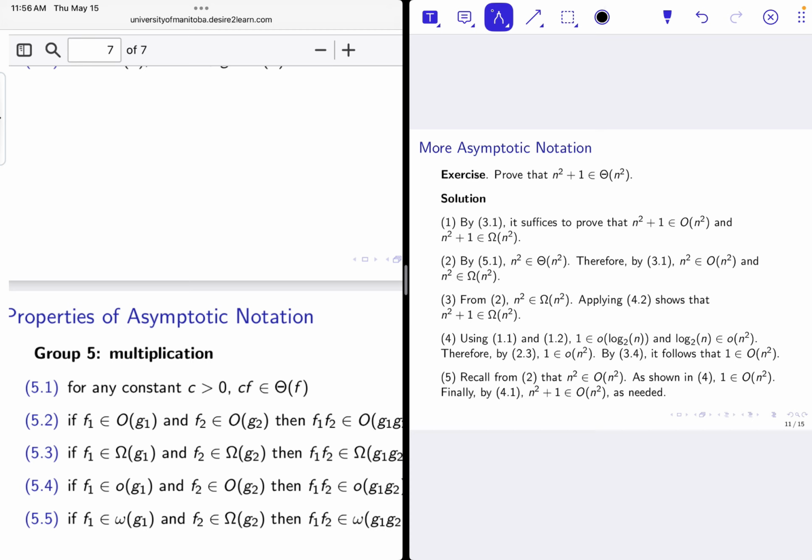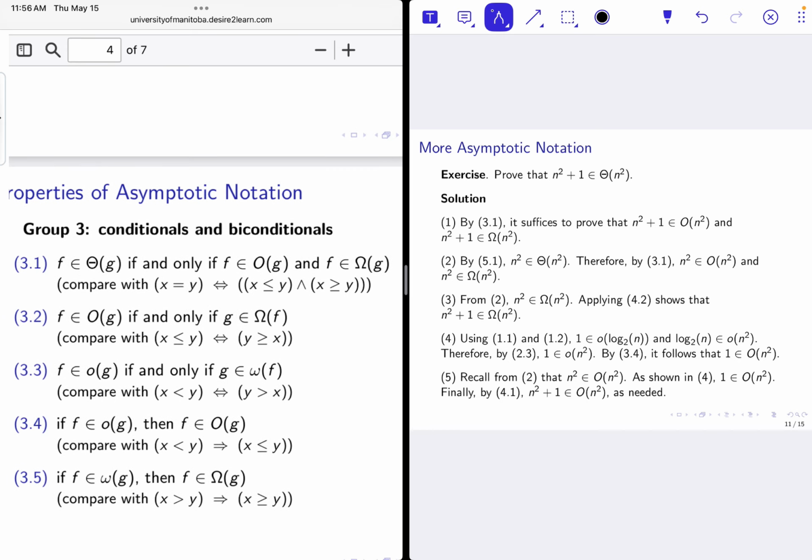So n squared plus 1 is in big theta of n squared. So adding 1 to n squared doesn't change its asymptotic growth rate. So we're going to use that fact about big theta being an if and only if statement. This will probably come up a lot, by the way. So we're going to prove separately that n squared plus 1 is in big O of n squared, and that n squared plus 1 is in big omega of n squared.